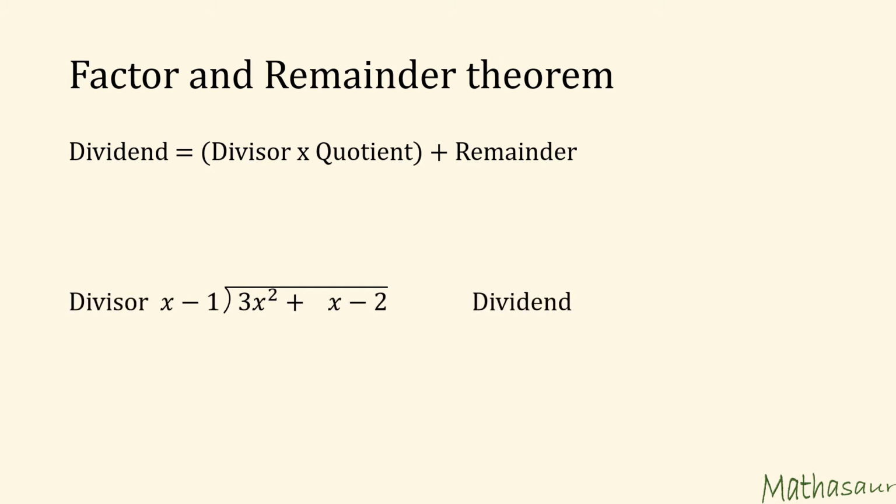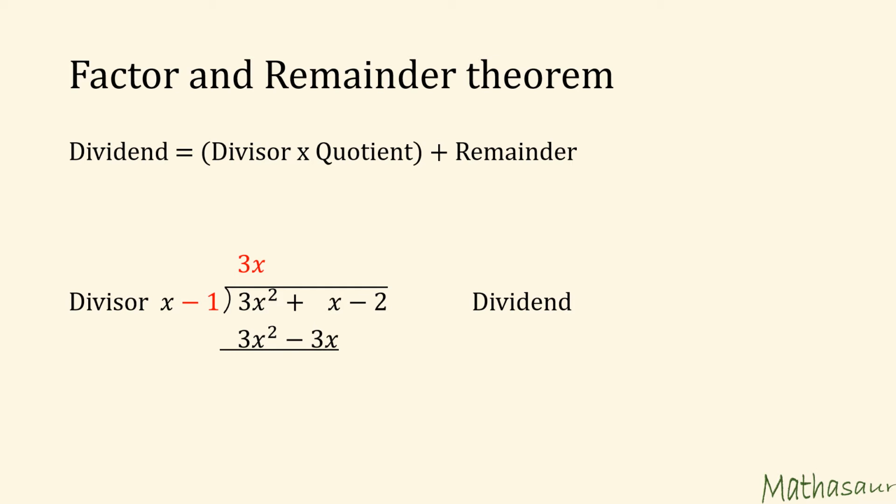So the polynomial 3x square plus x minus 2 is the dividend here and the polynomial x minus 1 is the divisor here. Now let us look at the first term of both the polynomials. What do we need to multiply x with to get the term 3x square? We can multiply it with 3x. So x times 3x would give us 3x square. Similarly, minus 1 times 3x would give us minus 3x.